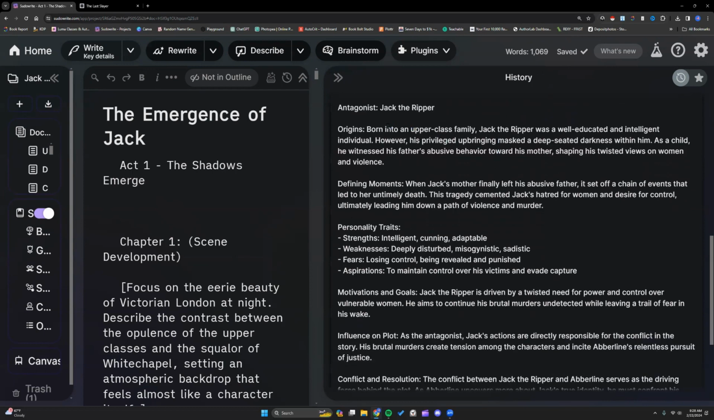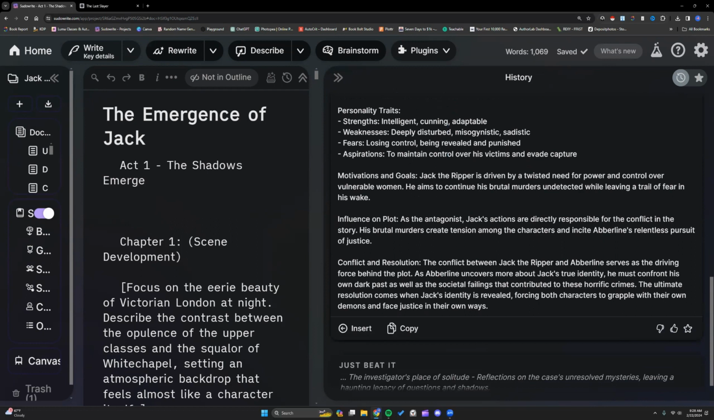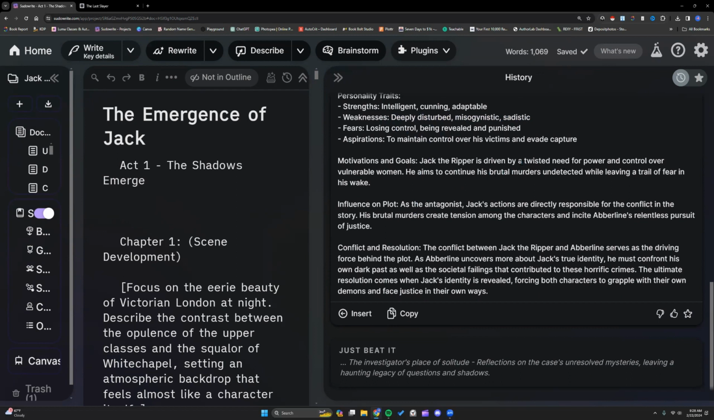And then our antagonist, Jack the Ripper. Born into an upper class family, well educated, intelligent. Witnessed his father's abusive behavior. Mother died. Of the weaknesses. Driven by a twisted need for power and control over vulnerable women.